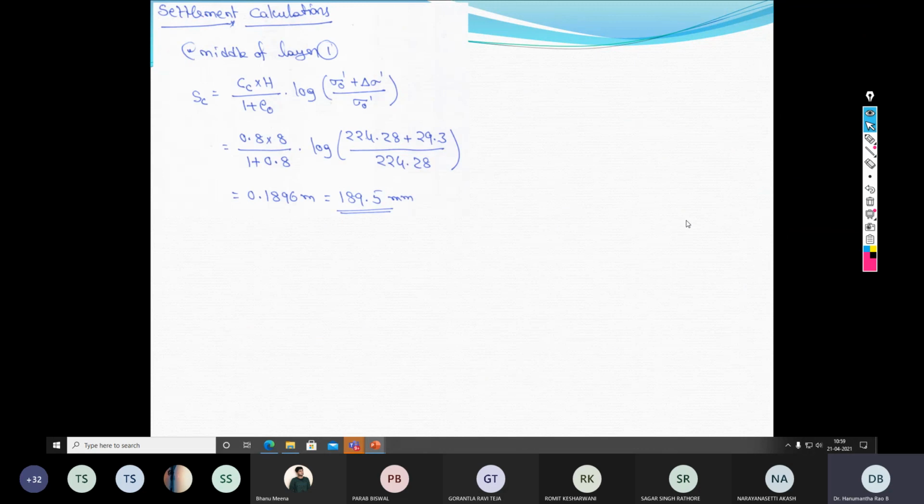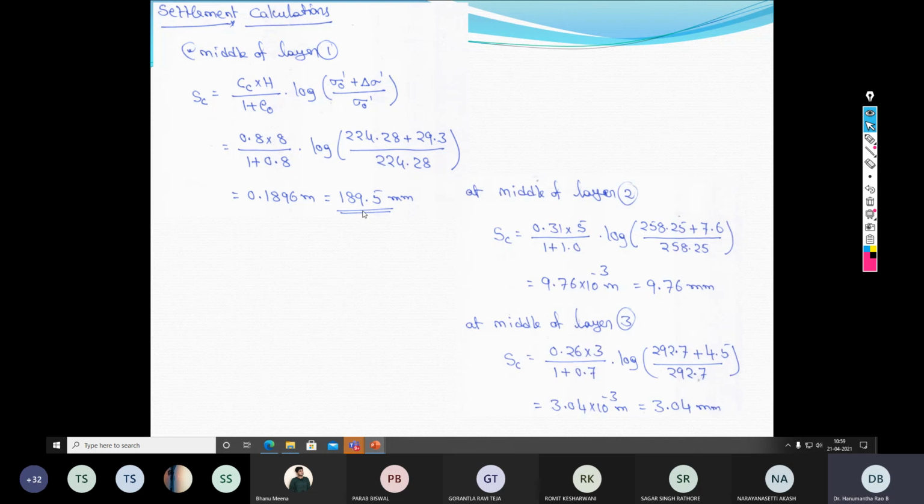Once everything is known, simply substitute in the equation for layer 1, Sc = Cc × H / (1 + e0) × log. Substitute all the values. Then what you get, consolidation settlement for layer 1 is 189, for layer 2 is 9.76, and for layer 3 it is 3.04. So you may get slightly lower values than what has been shown in this slide, because there was a small error in the calculation of sigma naught dash for layer 1. I have taken 16.5 instead of 14. So you may get lesser values of the consolidation settlement.